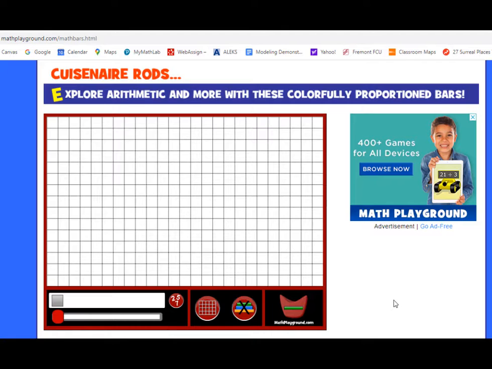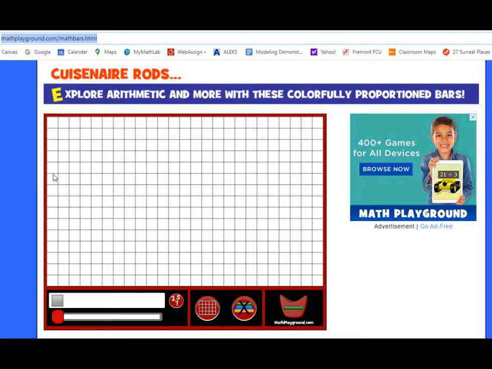Hi everyone, let's talk about the next problem that deals with the Cuisenaire rods. So in order to do that, we could use those little pieces of paper that, if you print it out and cut out the little shapes, you could have the little pieces of paper to use. But I found this program to be a lot more useful. It's mathplayground.com and then /mathbars.html.